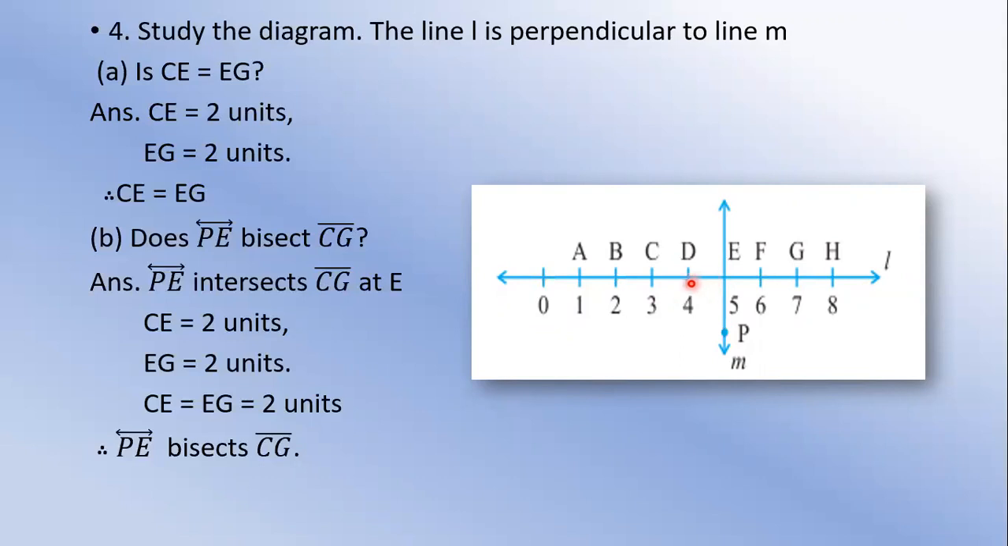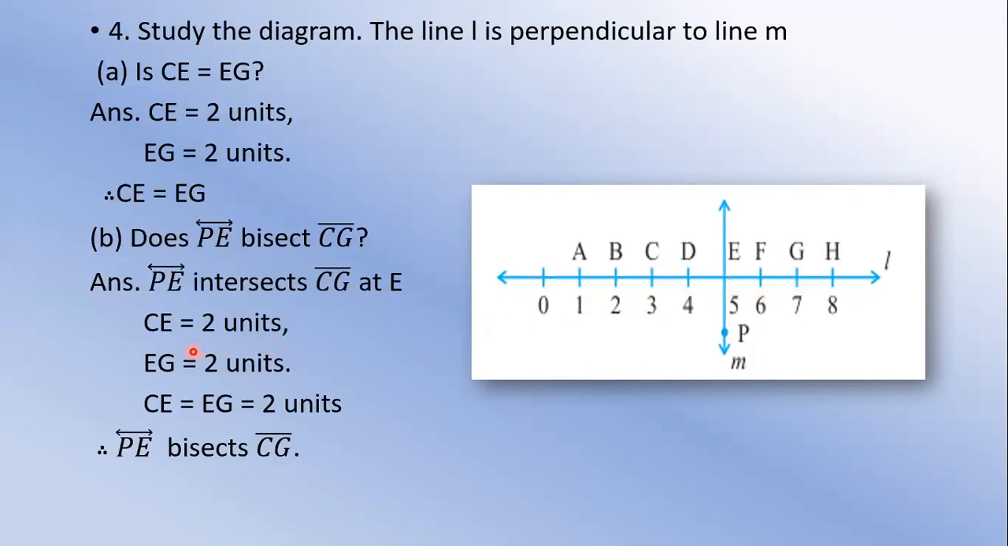See, when the line PE bisects CG, CG means from here to here. What is the distance? 1, 2, 3, 4. 4 units is the measure of CG. And if it is bisecting, it is dividing it into two equal parts, that is CE and EG. Right?